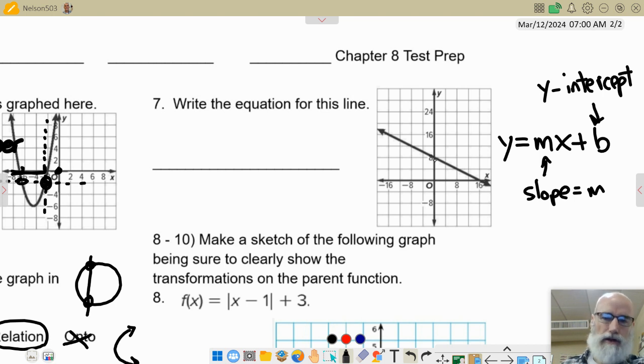It's not actually that hard. We're counting by 4s, I think. 4, 8, 12, 16, right? So here we go. Y equals, I'm going to put a plus 8 on the end of my equation. That's my y-intercept. Now, maybe the tricky part is to figure out what the slope is.